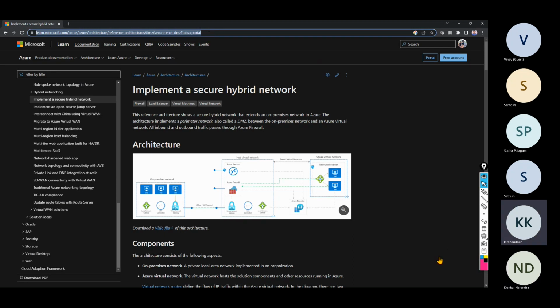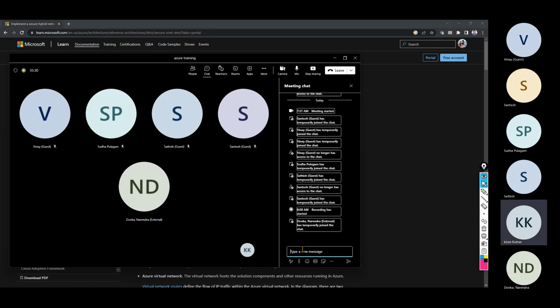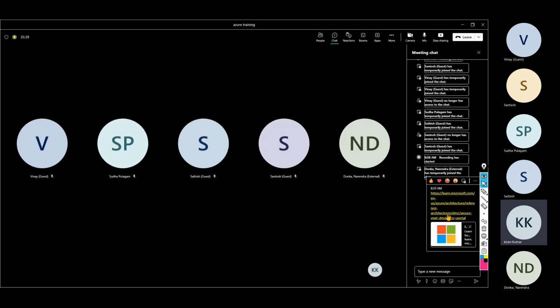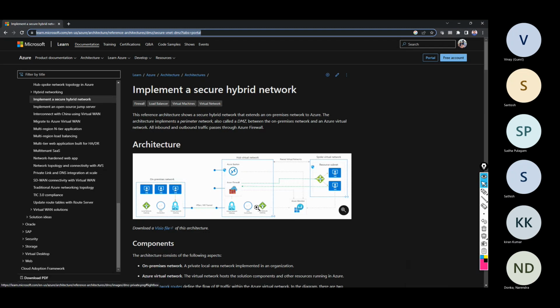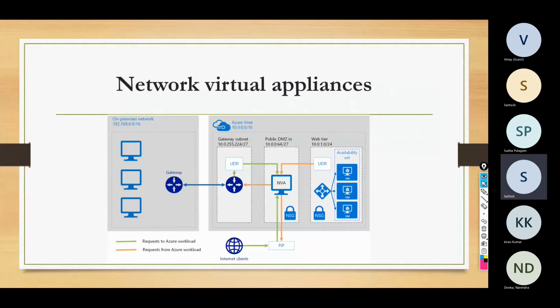You can refer to this document, and you will get more idea of what I'm saying. If you still have questions, let me know, and I can give clarity on that. Okay, hopefully it is clear to everyone. Yes, Kiran, correct.